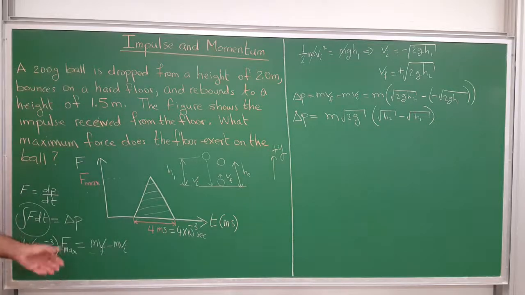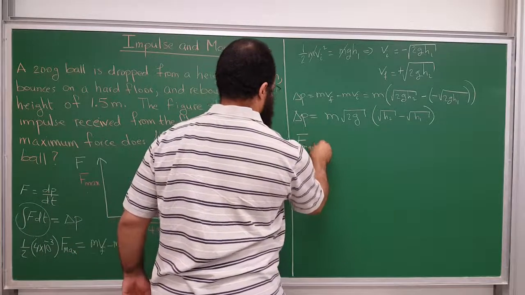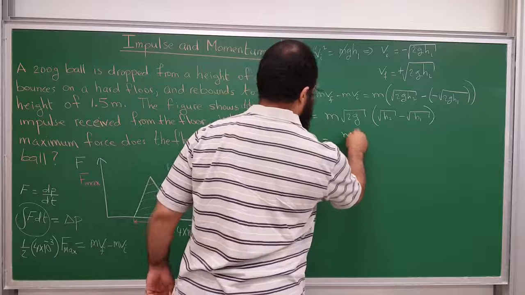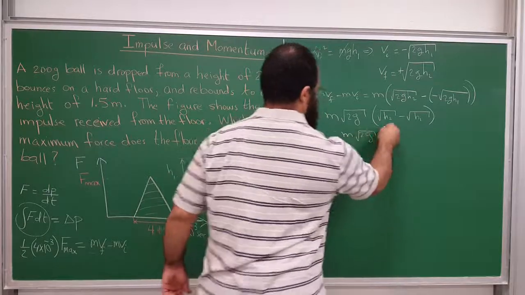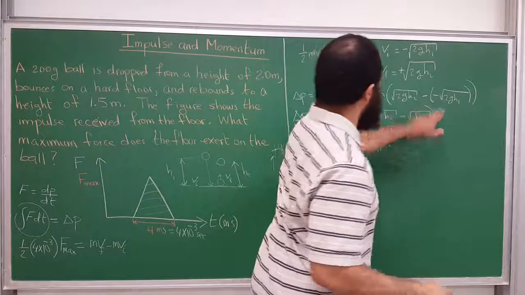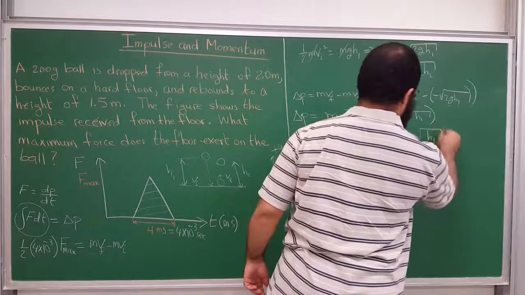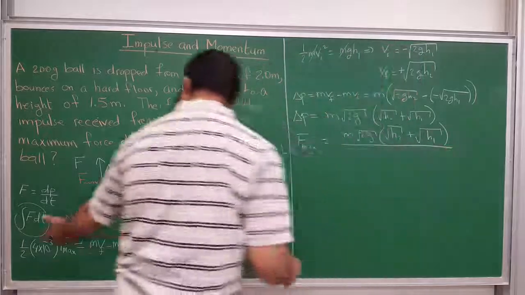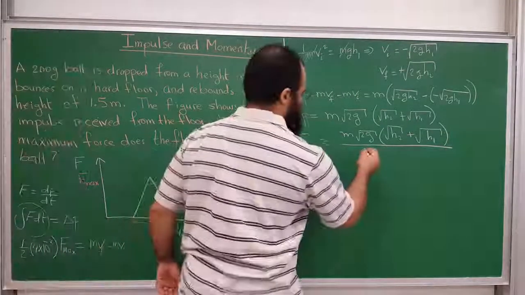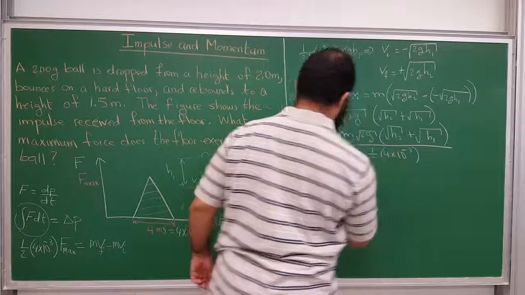And now we'll find F max. So F max will be this delta p divided by this number here, 1/2 of 4 times 10 to the minus 3. So F max will be this delta p, which is m times the square root of 2g times the square root of h2, oh, I'm sorry, this is minus minus, so it's a plus, plus the square root of h1, divided by 1/2 of 4 times 10 to the minus 3. Now you can substitute the numbers.